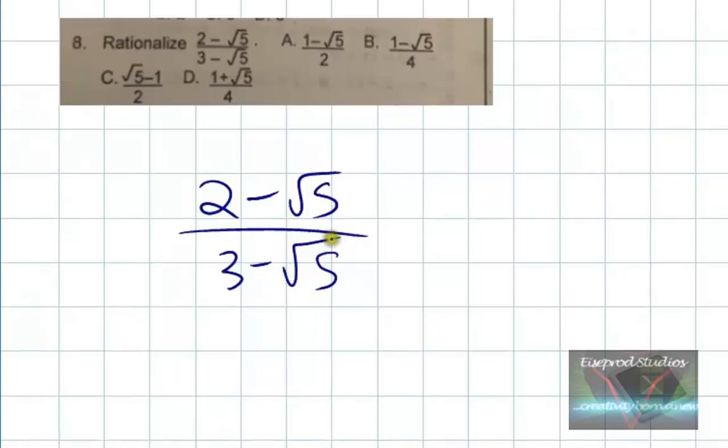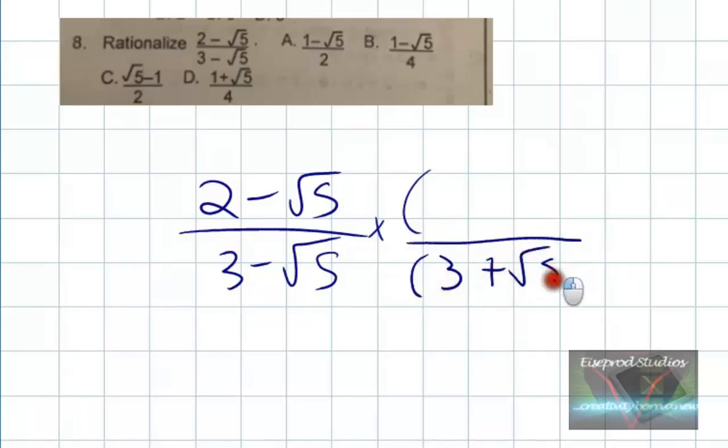And so what we need to do is find a way to get rid of this square root of 5 in the denominator. And the best way to do that is to multiply by a version of the denominator that's been modified. I'll show you what I mean. So we're going to multiply by 3 plus the square root of 5 over 3 plus the square root of 5.